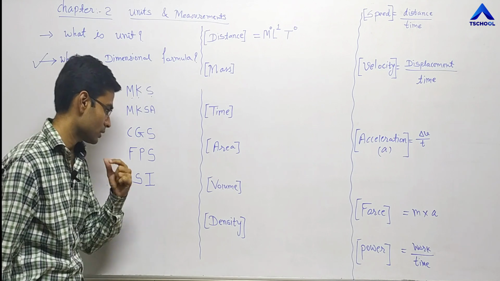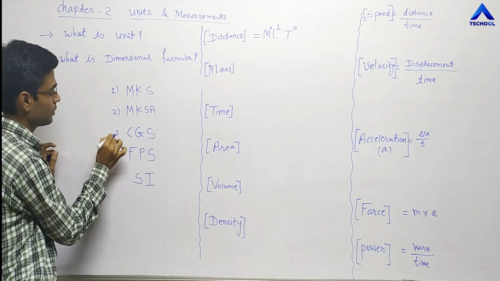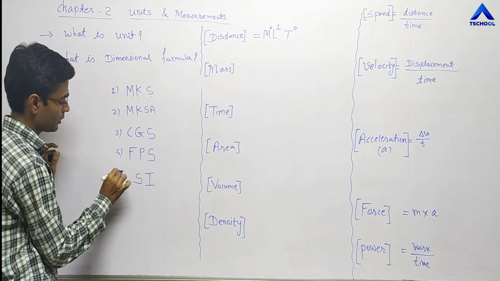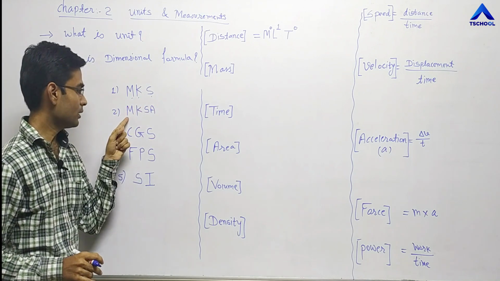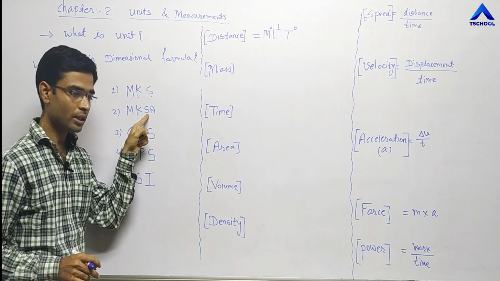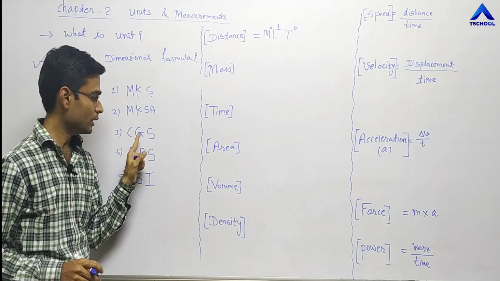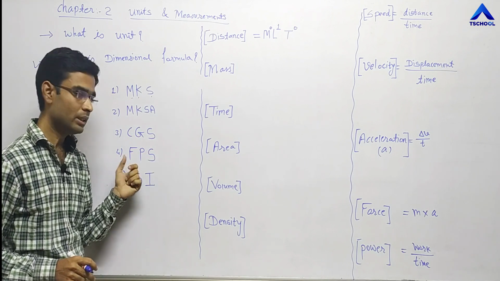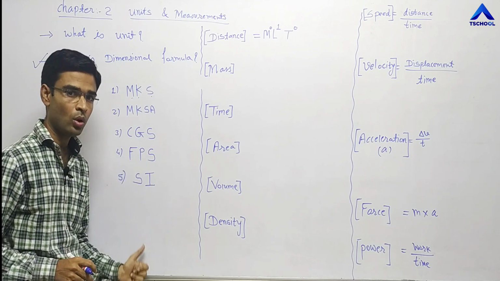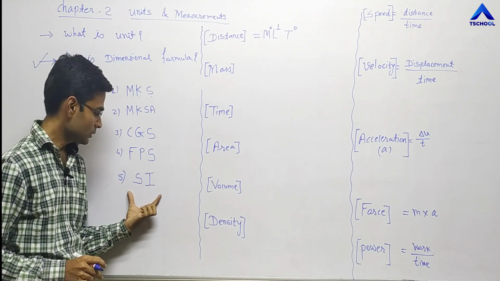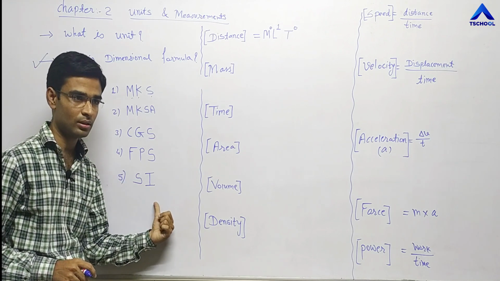The 5 systems: first is meter, kilogram, second; second is meter, kilogram, second, ampere; third is centimeter, gram, second; fourth is foot, pound, second. And the last system, by which all the physical quantities are measured, is System International.